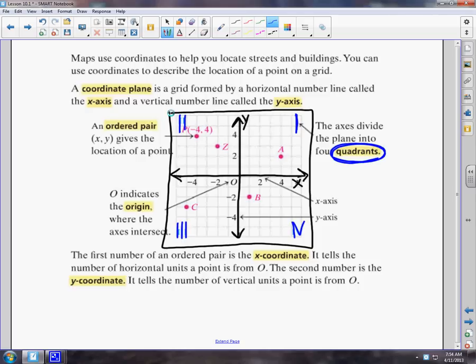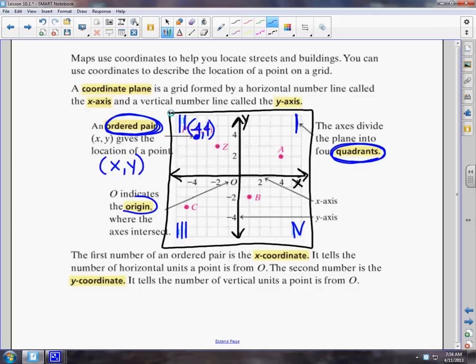Next, I want you to label an ordered pair. An ordered pair is where you have a parenthesis, you have a number, and then you have another number. An ordered pair always goes X, Y. It's like alphabetical order, X and Y. And there is no Z because we're not into the third dimension. This is just two-dimensional. That's why it's just X and Y.